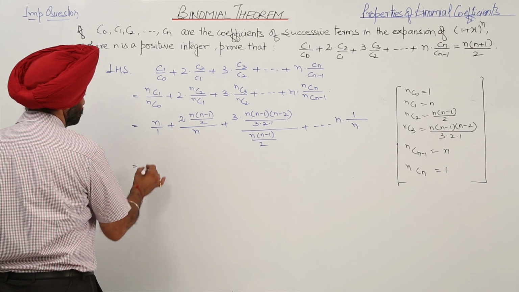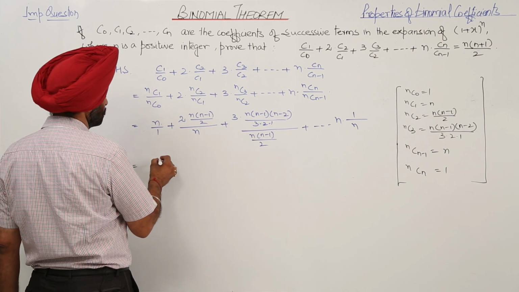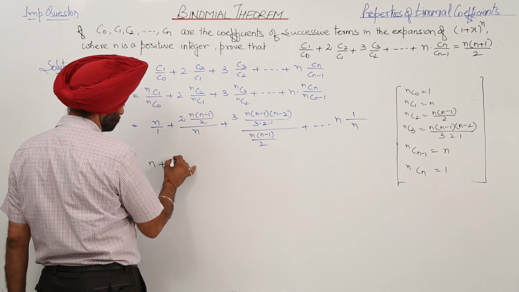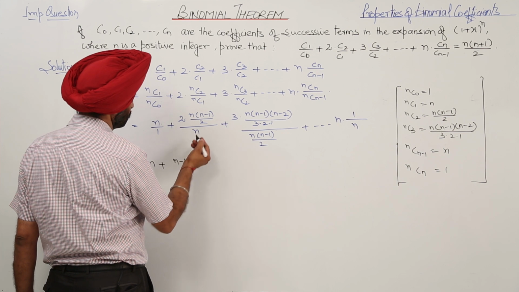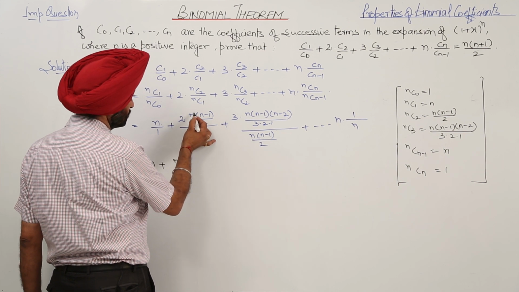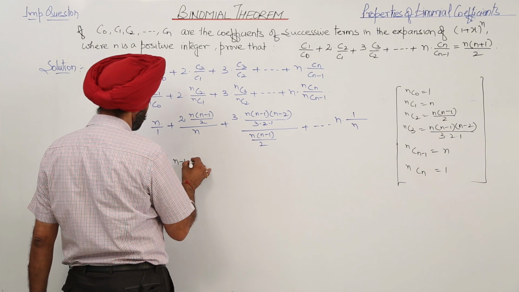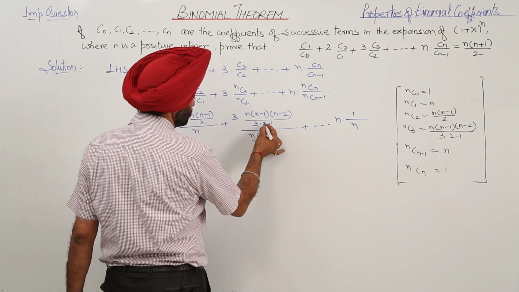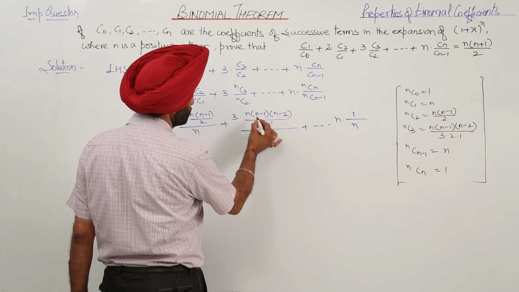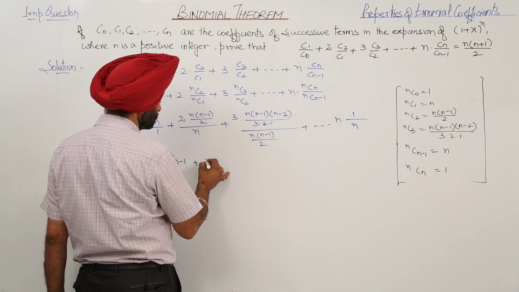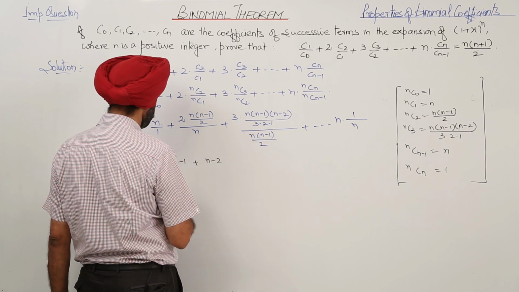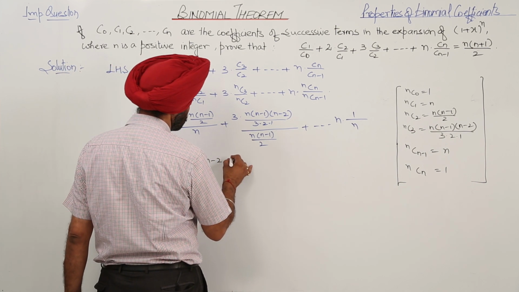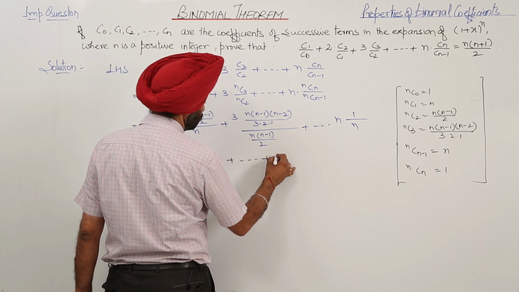Now this becomes n plus (n minus 1). Now this n, 2 and 2 cancels, n and n cancels, plus now 3 and 3 cancels, then this 2 and this 2 cancels, n minus 1 and n minus 1 cancels, so we are left with n, plus n minus 1, plus n minus 2, and so on, plus 1.